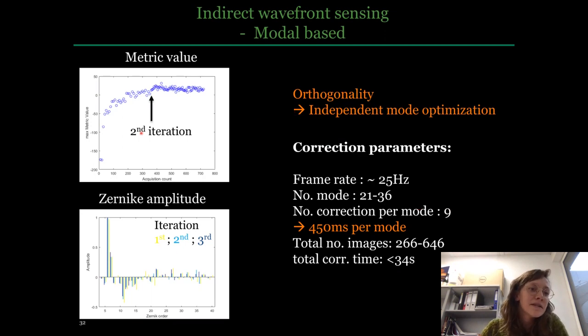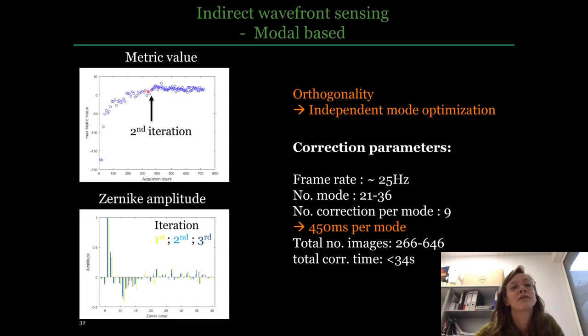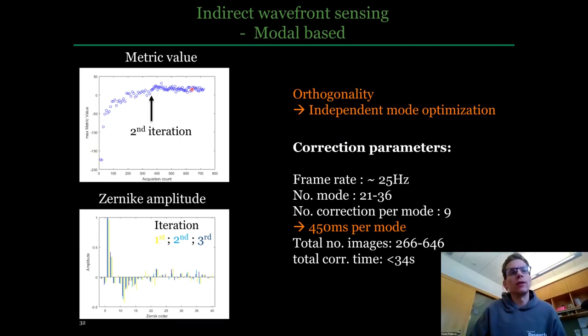And this is how a general metric would look like, which evolves during optimization. So we have a clear increase in signal intensity in the first iteration, and we only get a minor improvement in the second and in the third iteration, which validates our assumption that the modes can be corrected independently. I have a quick question.